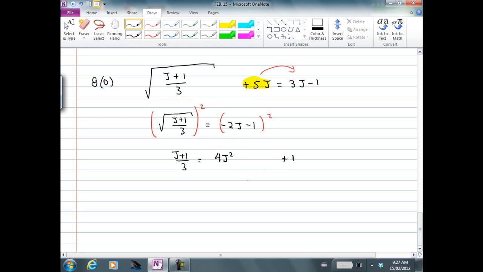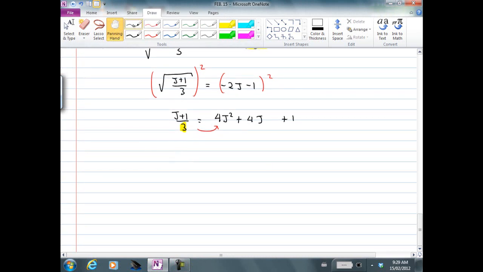What's in the middle? That's where you went wrong. The middle piece. Malika, what goes in the middle? 4J is the middle piece. So double check if you have 4J there. I'm going to pause it again and let you try this. So I'm going to bring this 3 over, and I'm going to multiply everything by 3. So you get J plus 1 equals 12J squared plus 12J plus 3. I'm going to get everything to one side and equate it to 0.